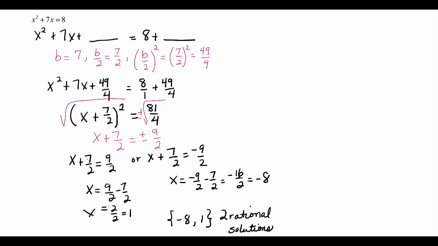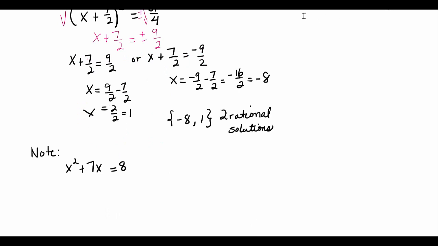So how did you do? Okay, so now I have a note for you, a little hint. Anytime that we get two rational solutions, like we did with this problem, that tells us something about the quadratic equation. That means that this quadratic equation factored. So let's check that out.